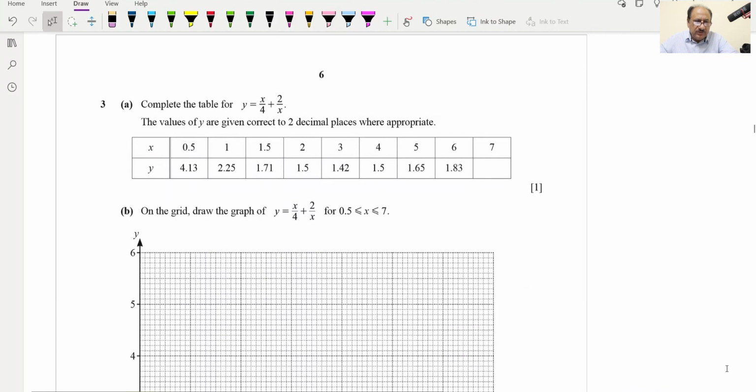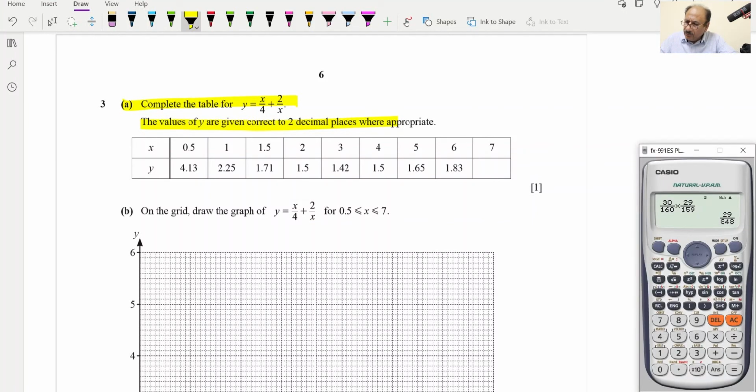Now question number 3 says complete the table for this equation. The values of y are given correct to 2 decimal places where appropriate. So we can replace the values, and this is x over 4. Our x is 7, so we can write 7 over 4 plus 2 over 7, and this will be equal to 2.035, or we can write 2.01.